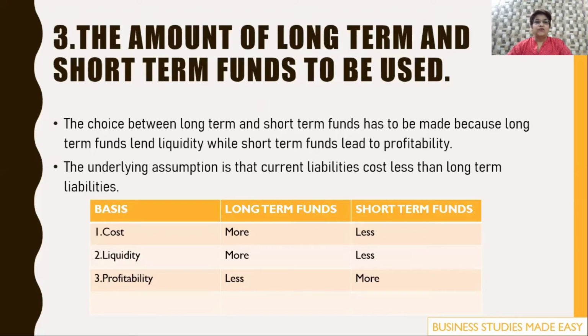Then we come to the amount of long-term and short-term funds to be used. Long-term and short-term funds are used for different purposes because their cost and the risk is different. The liquidity, profitability, everything is affected by long-term and short-term funds. So let us see, why does he need to distinguish between long-term and short-term funds? First of all, on the basis of cost.